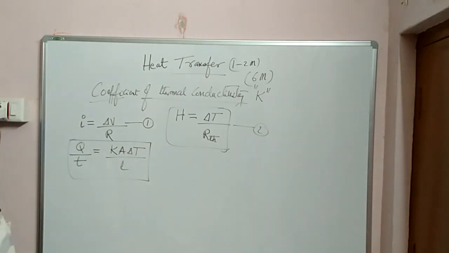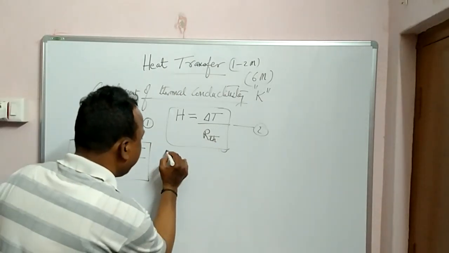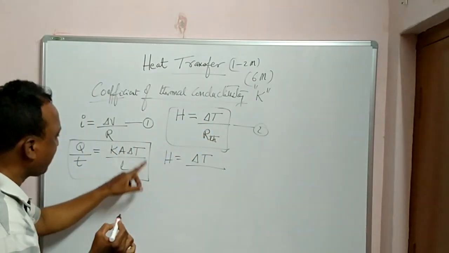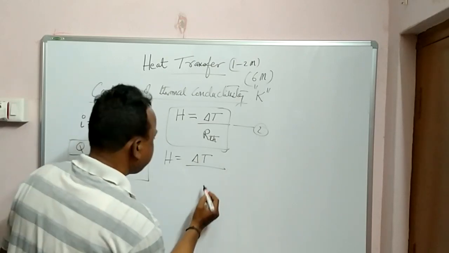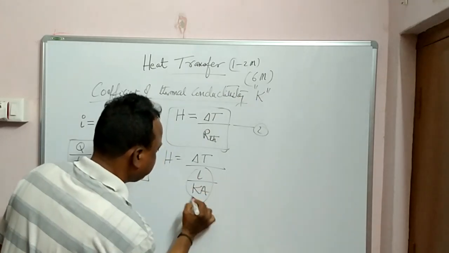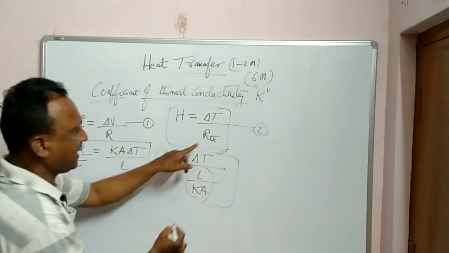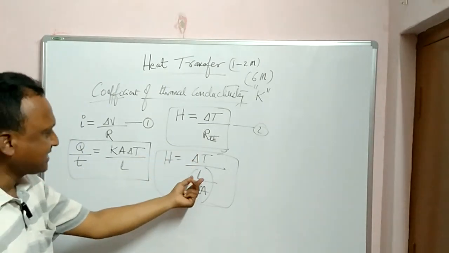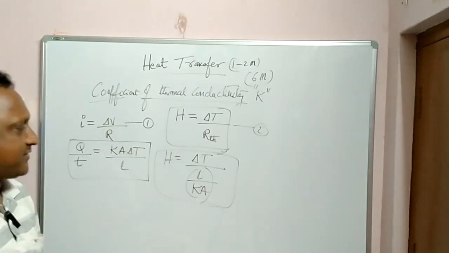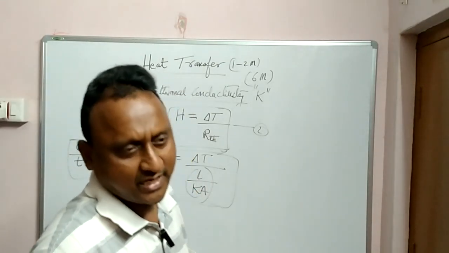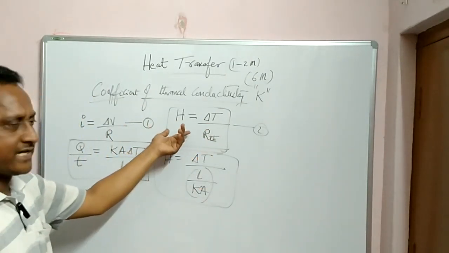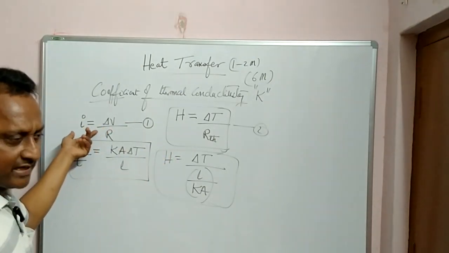See, both are almost equal. So here, in terms of R thermal, H is equal to delta T by R thermal. What is R thermal here? R thermal I can write as L by K A, because K A will go to the denominator. So this is another expression we will be using in the numericals of this chapter. So finally, we have defined what heat current is when comparing with current electricity, electric current.